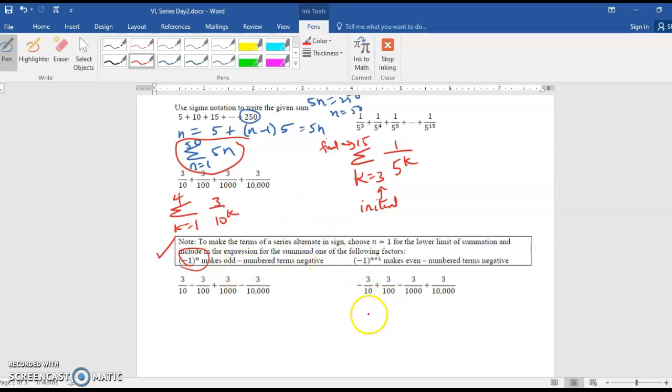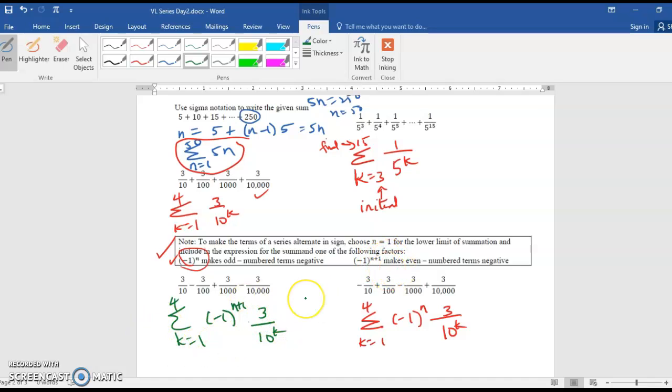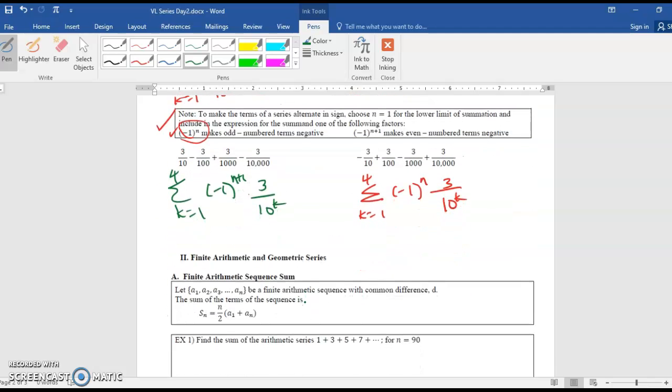So if there are odd numbered terms that are negative, then you would use negative 1 to the n in your formula. So you would say sigma k is 1 through 4, just like how it is. The numbers are just the same. The series is same except for the alternate terms are negative. So since this is placed at the odd numbered terms, you would say negative 1 to the n, times 3 over 10 to the k. If it is on the even numbers, then you would say sigma k equals 1 to 4, negative 1 to the power of n plus 1, my bad, because this is even numbered, 3 over 10 to the k. Okay, so that's how you would do if you have alternate negative numbers.